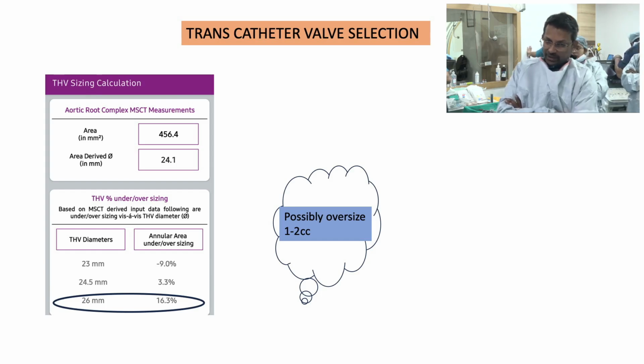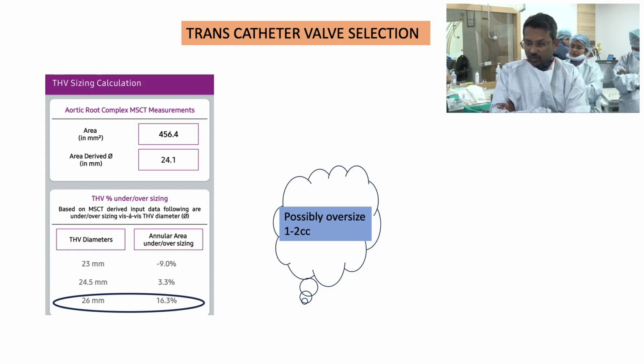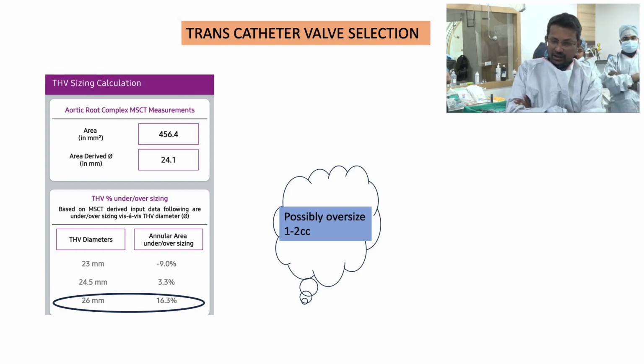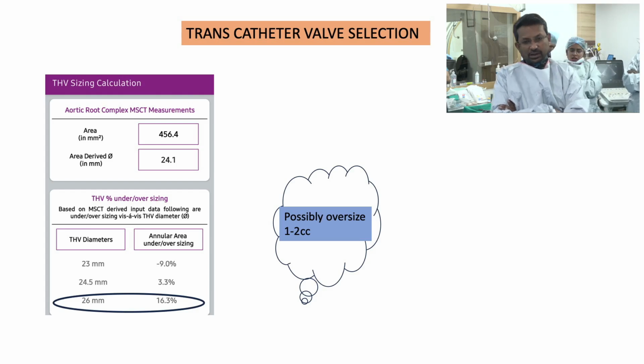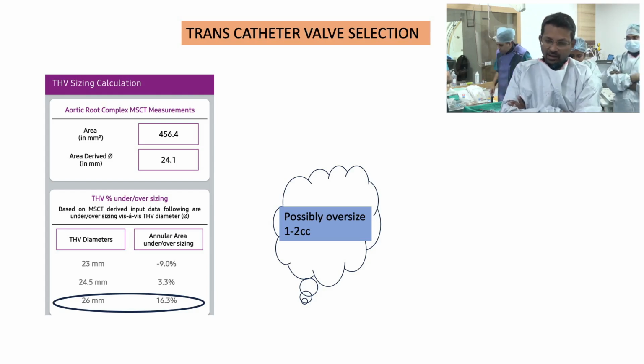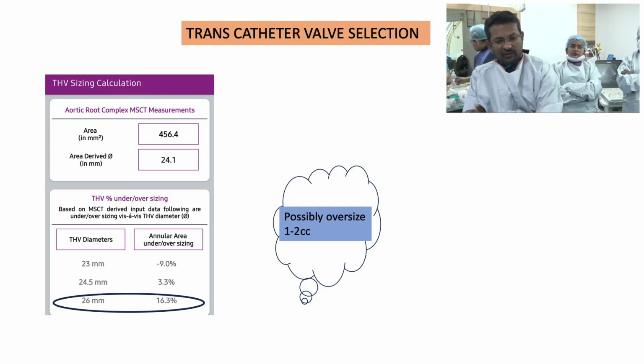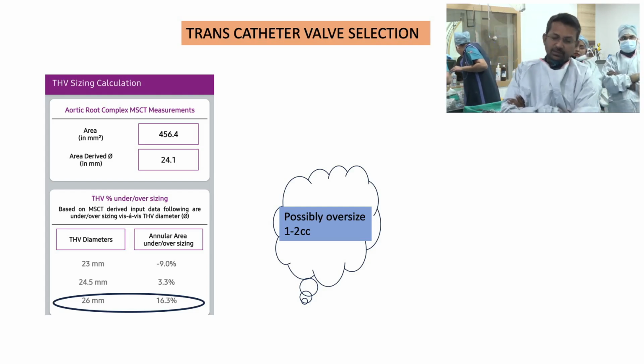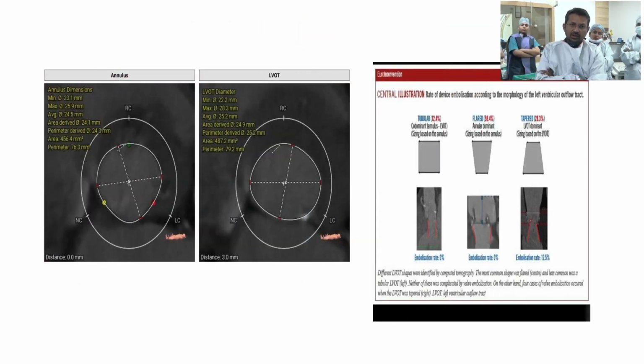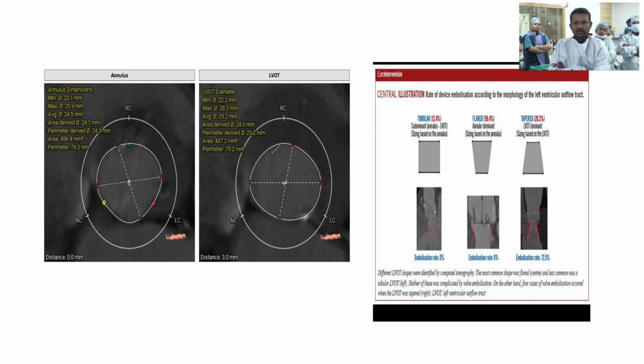So we are expecting to add 1 or 2 cc more to grab this valve, just to avoid pop out. Again, we are choosing the balloon-expandable valve in this particular case. Either way you can choose any self-expandable valve as well, but in this particular case we have chosen this valve. If you compare the annulus with the LVOT, the anatomy is tubular.